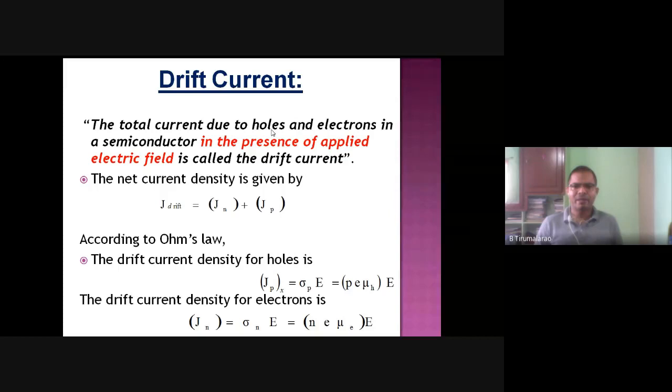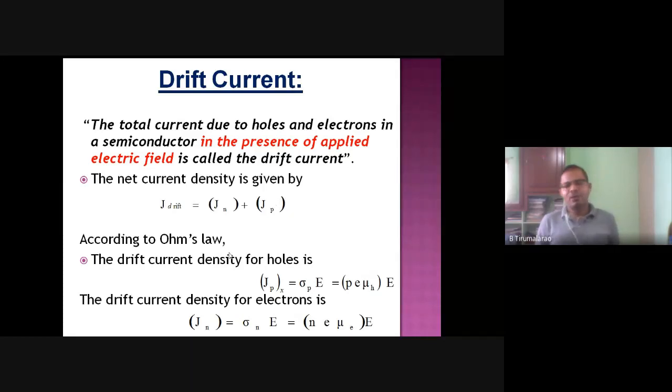Due to the electrons and holes, the net drift current density is given by J drift equal to Jn plus Jp. This means that Jn is the current density due to the electrons, and Jp is the current density due to holes.